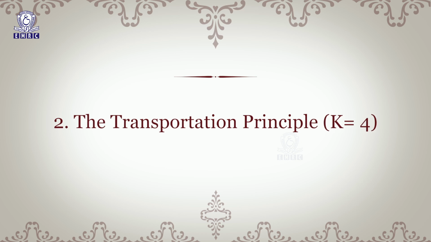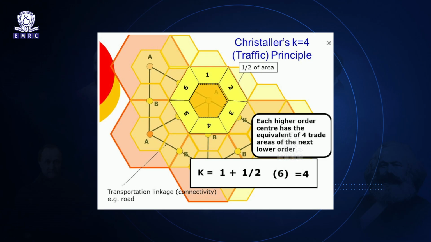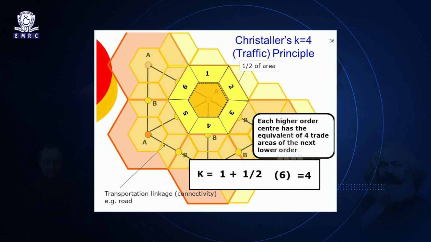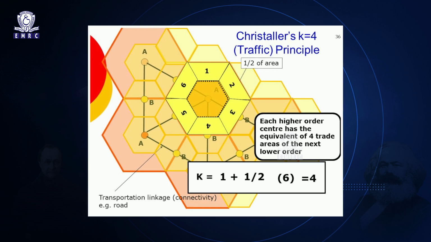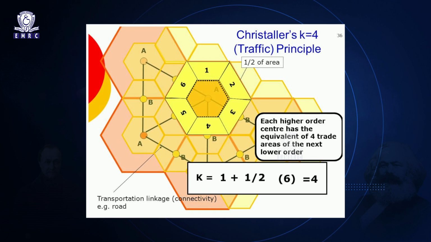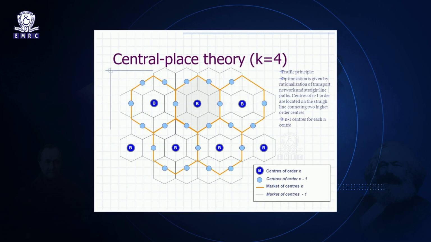Now, what is the transport principle? K is equal to 4. The transport principle states the distribution of central places is most favorable when as many places of concern or importance lie on one traffic route between 2 important towns, the route being established as straight and as cheap as possible. The other unimportant places may not be taken into cognizance.